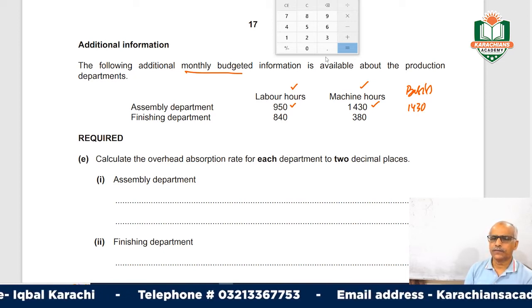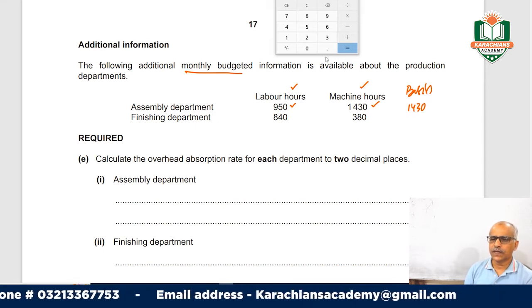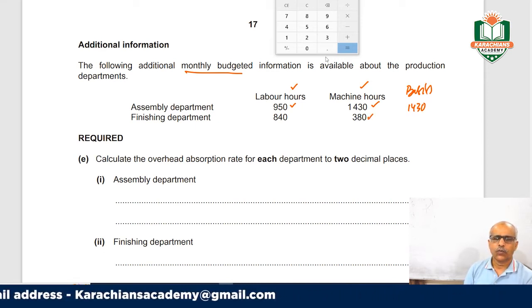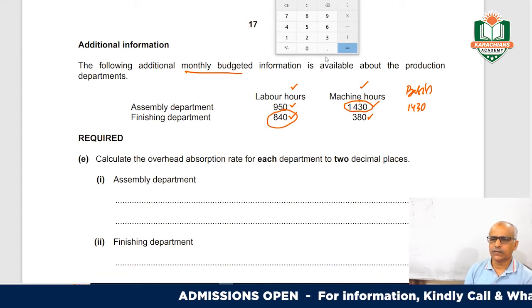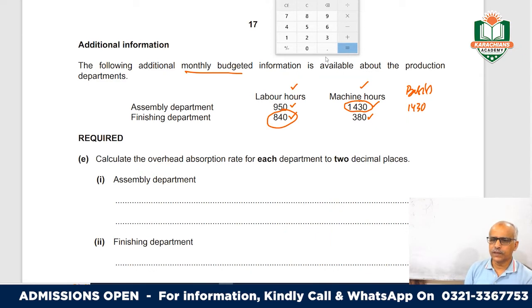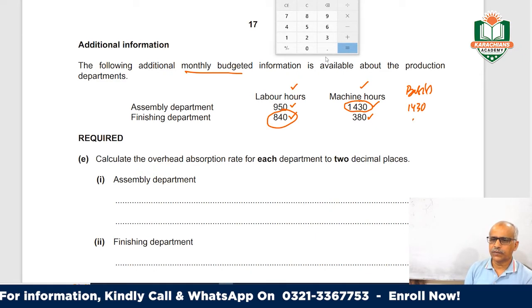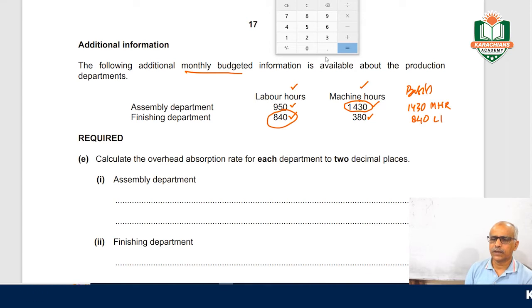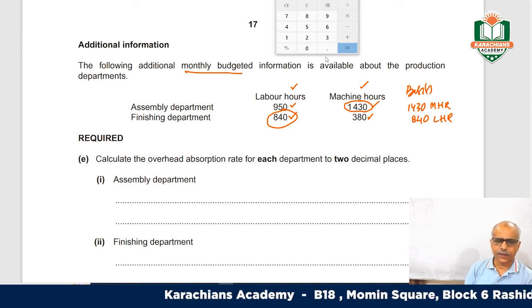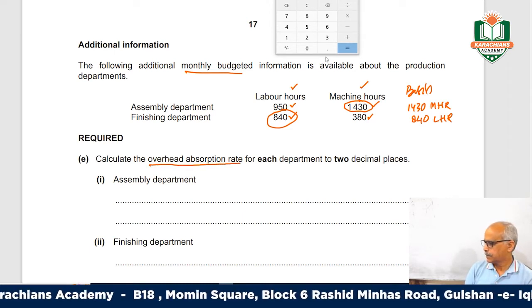So the finishing department, if you see, here machines are working only for 380 hours, while labor is working for 840. So it means this is labor intensive. The assembly department was machine intensive. So the basis for the finishing department will be the higher one, which is 840 labor hours. Now you have to calculate the overhead absorption rate, right?